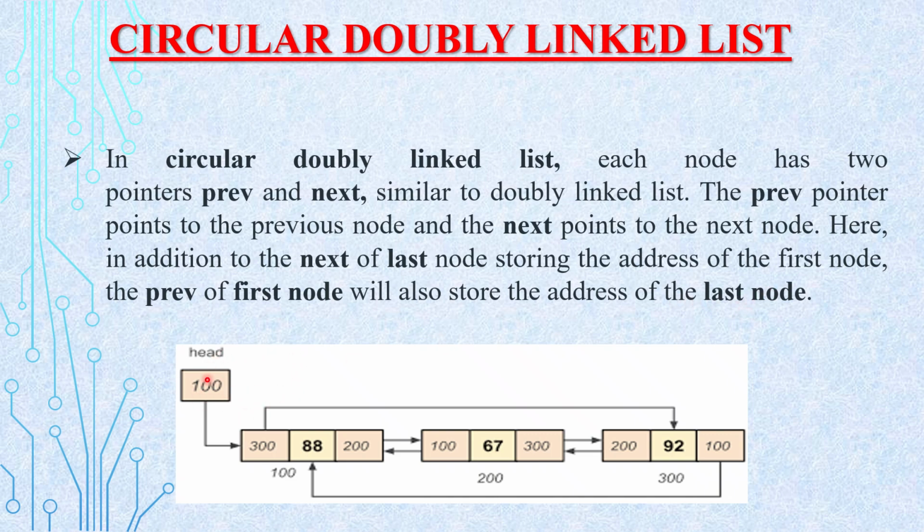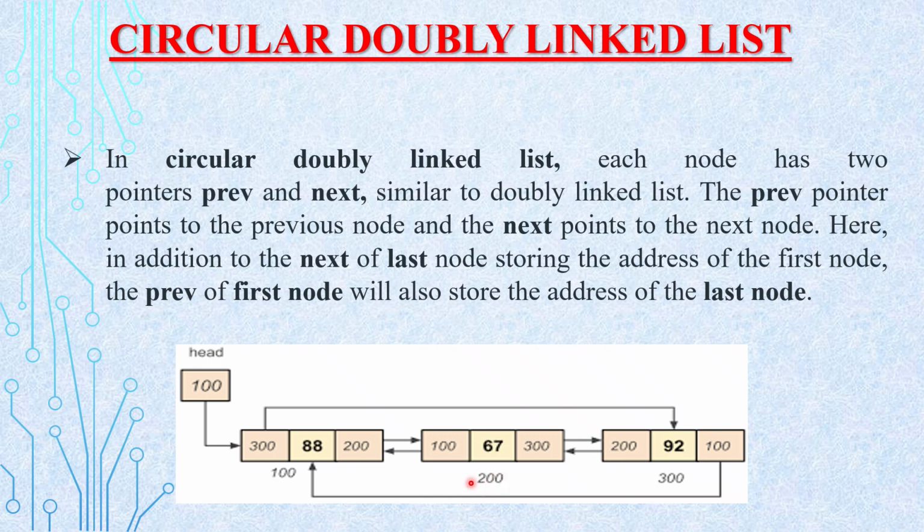Here we can see the head part contains 100. It means the address of the first node is 100, that contains 88, which is the data part, and the next part contains 200. It means the next address is 200, and the previous part contains 300. It means 300 is the address of the last node.